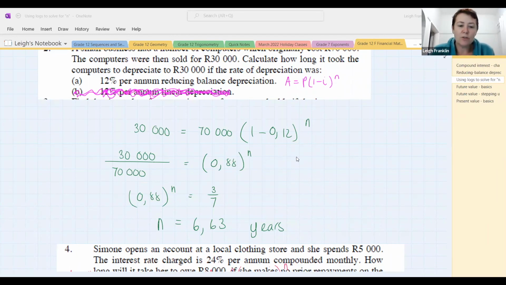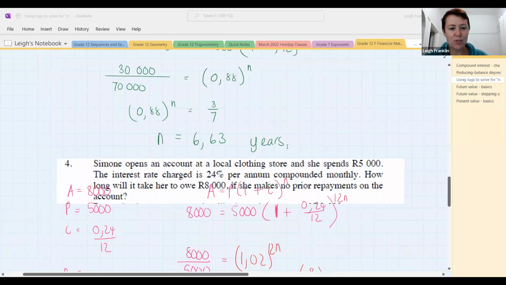So you can use logs to calculate an N in compound interest, in reducing balance, and you could even use it in future value or in present value as well. So they could ask you to calculate N in either of those two formulae as well, which we will have a chance to look at as we progress further into this course.